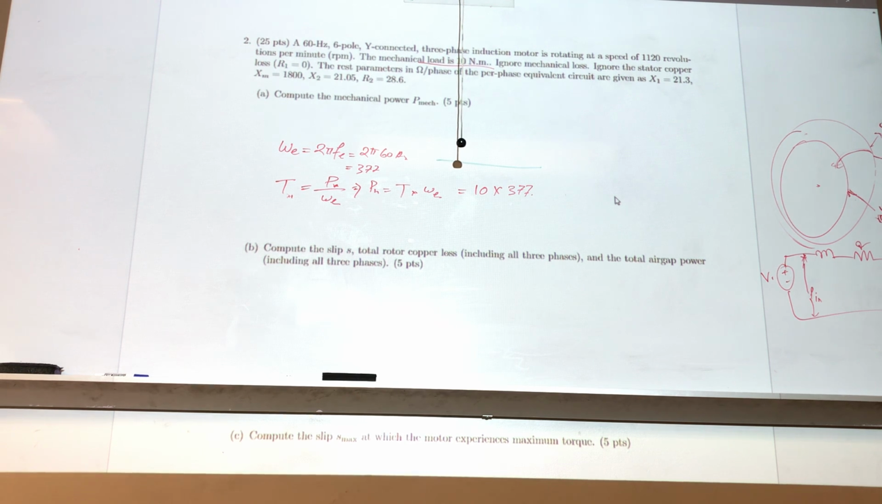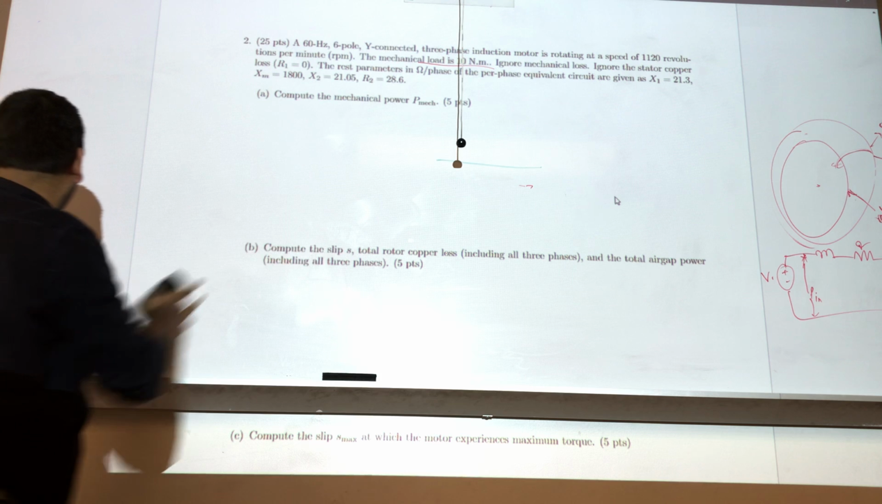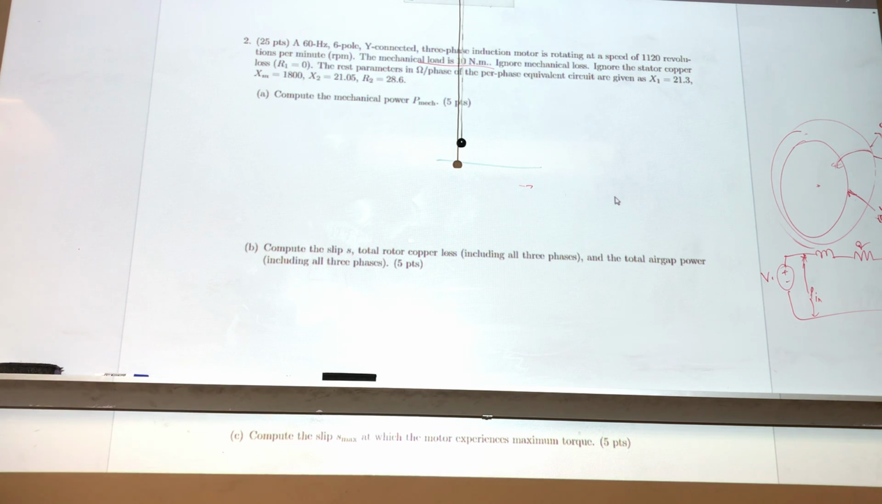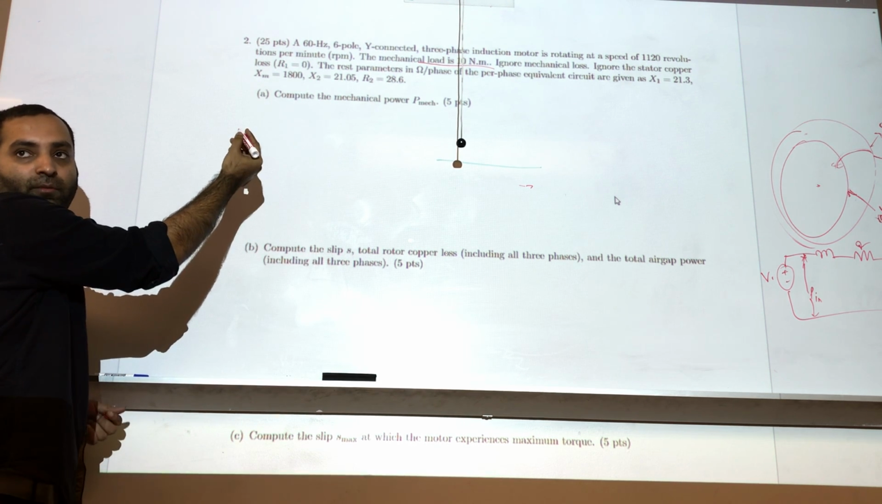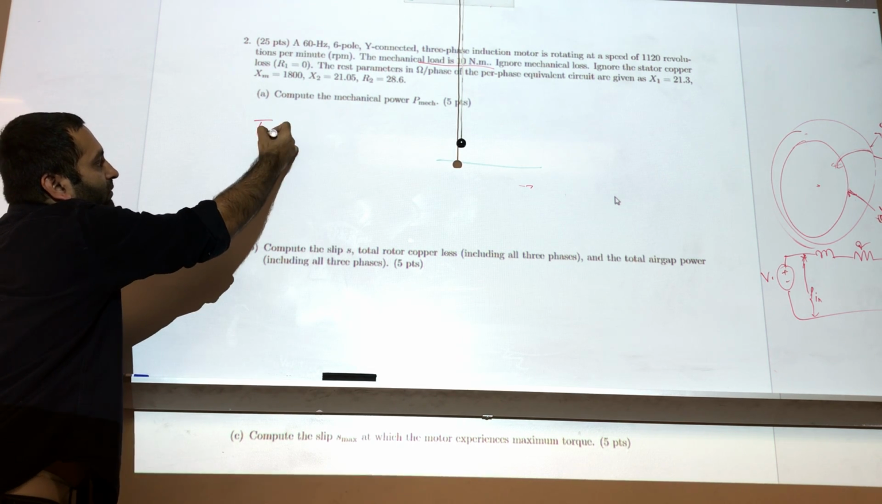Oh no, yeah, you're right. Mechanical? Yeah, mechanical. I was just checking that. So, I'm sorry, this one should be, yeah, that P gap will be electrical.